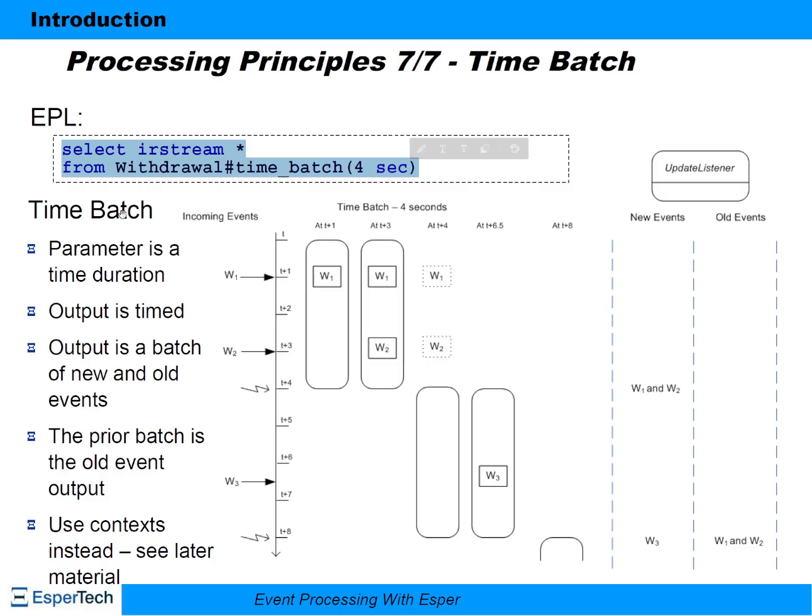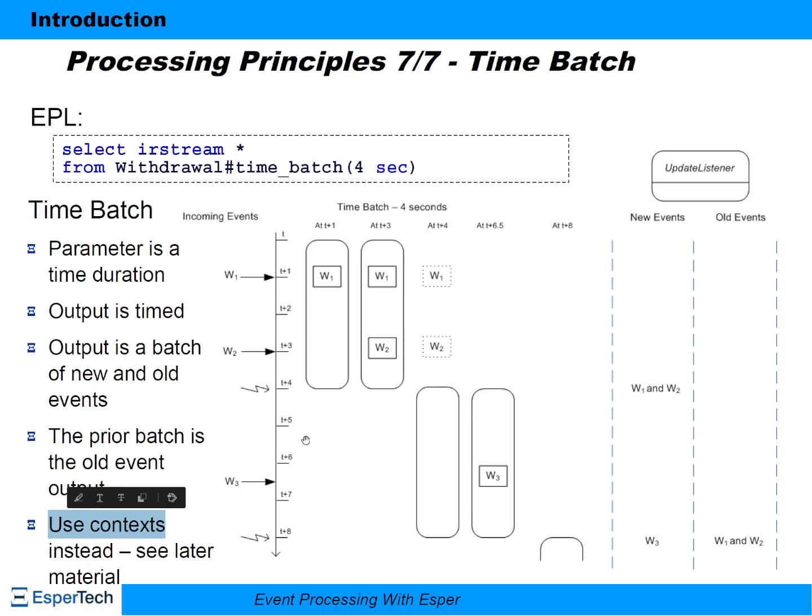The single parameter of a time batch window is a time duration. The time batch window collects events and outputs batches based on time advancing. The output is a batch of new and old events. The prior batch is the old event output. Instead of batches, we recommend to use the more powerful context definitions, which we discuss in later material.